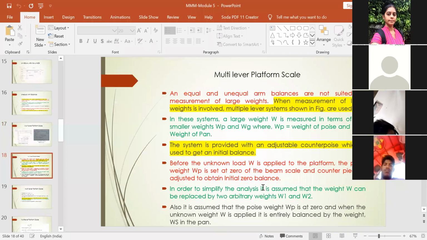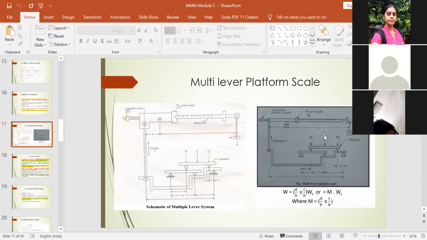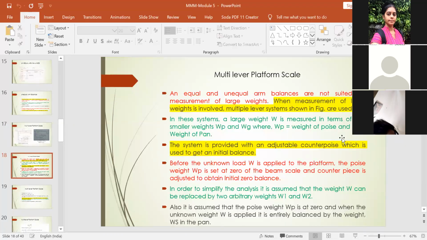In order to simplify the analysis, it is assumed that the weight W can be replaced by two arbitrary weights W1 and W2. We know that we are using a multi-lever platform to measure large weights. So large weights here will be replaced by two arbitrary weights. So we will divide the given weight into two sectors, W1 and W2, that will be laid on the platform over here as it is shown. So this is the main weight which is divided into W1 and W2.